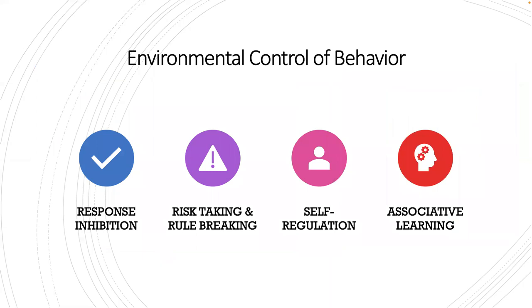Okay. The 3rd major category of frontal lobe lesion symptoms is environmental control of behavior, which includes response inhibition, risk taking and rule breaking, self-regulation, and then associative learning.